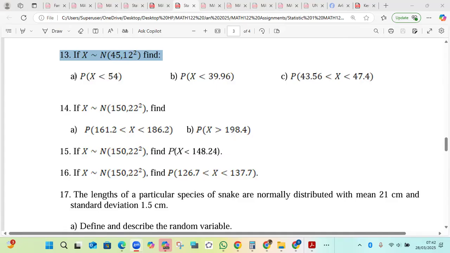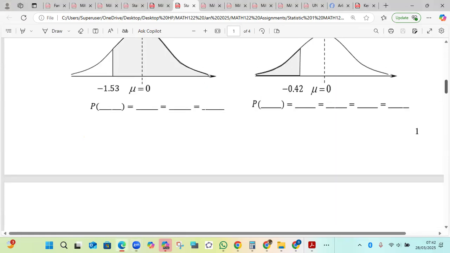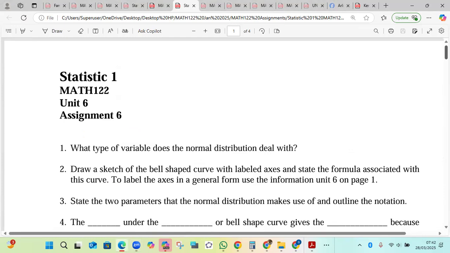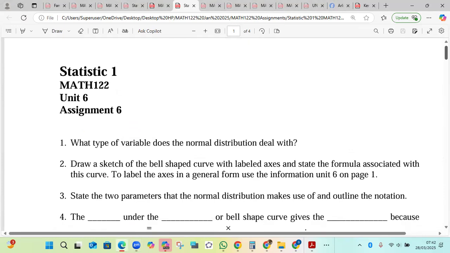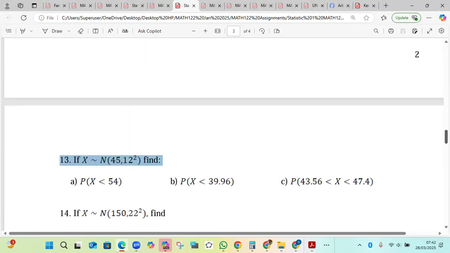In this recording, we are going to discuss number 13 in the Math 1 to 2, Statistics 1, Unit 6, Assignment 6. Let's go back to number 13.